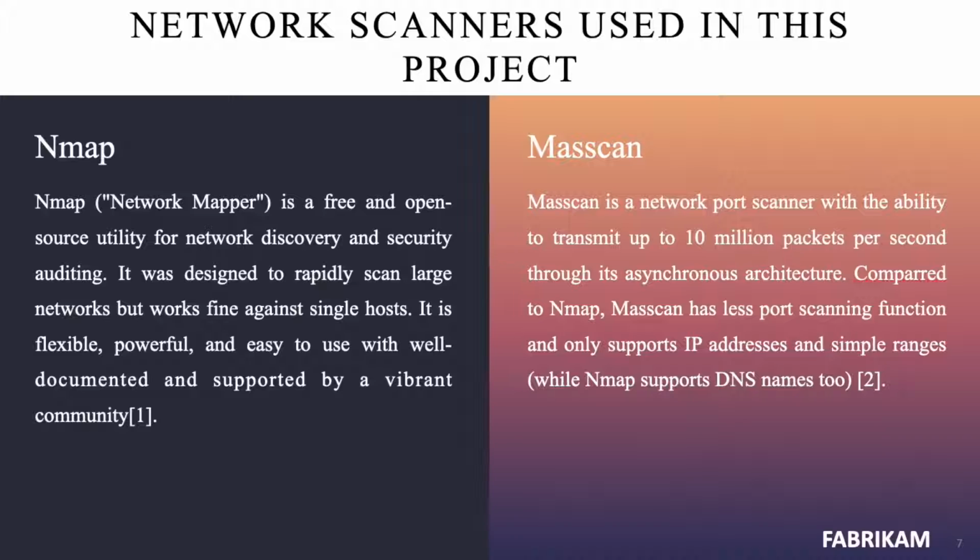In our project, we chose Nmap and Masscan as test targets. Nmap is a free and open source utility for network discovery and security auditing. It was designed to rapidly scan large networks but works fine against a single host. It is flexible, powerful, and easy to use, well-documented and supported by a vibrant community. Masscan is a network port scanner with the ability to transmit up to 10 million packets per second through its asynchronous architecture. Compared to Nmap, Masscan has this port scanning function and only supports IP addresses and simple ranges.